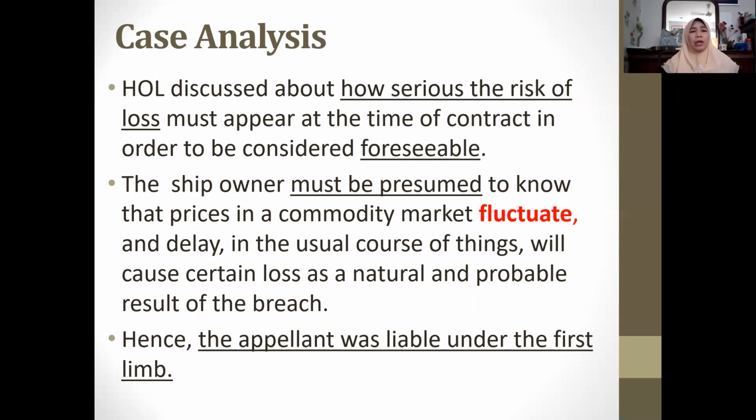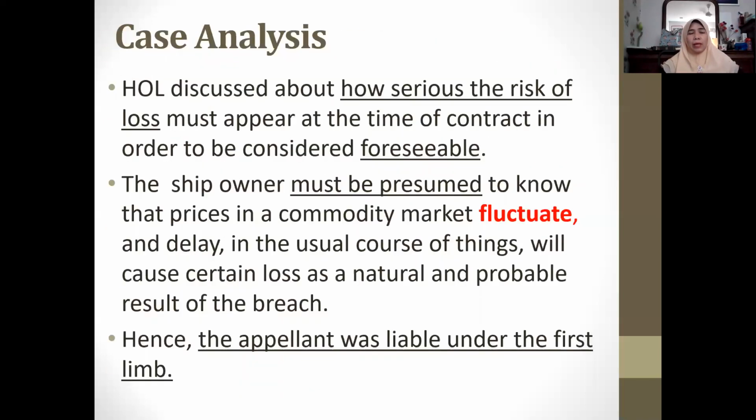And then the court came to the conclusion that the ship owner must be presumed to know that prices in the commodity market fluctuate. It goes up and down easily, quickly. And any delay, whether one day or a few hours, affects the whole thing. In the usual course of things, it will cause certain loss as a natural and probable result of the breach. So because of that, the appellant was liable under the first limb, something which is natural. Late delivery of something in the commodity market, because the price fluctuates, the other party suffers damage, so can claim damages from the other party.